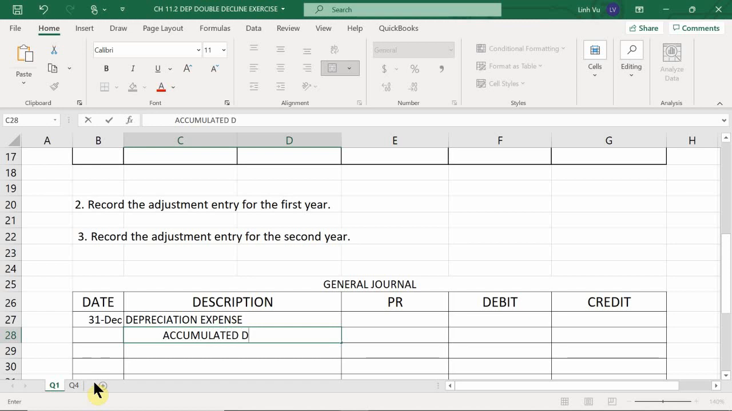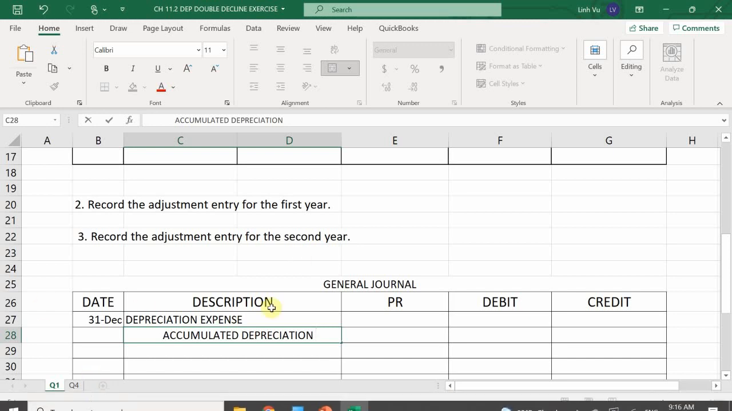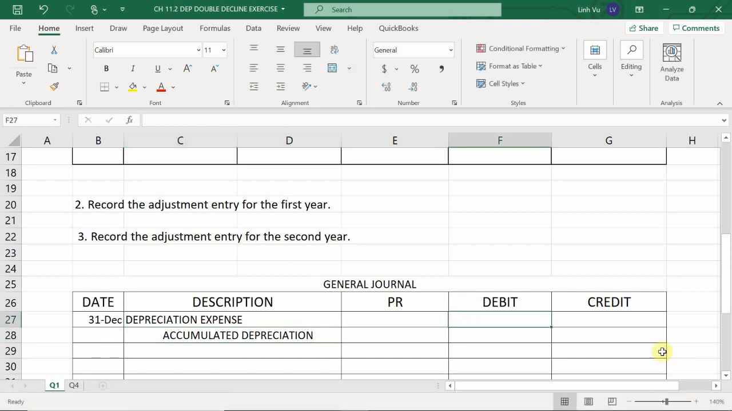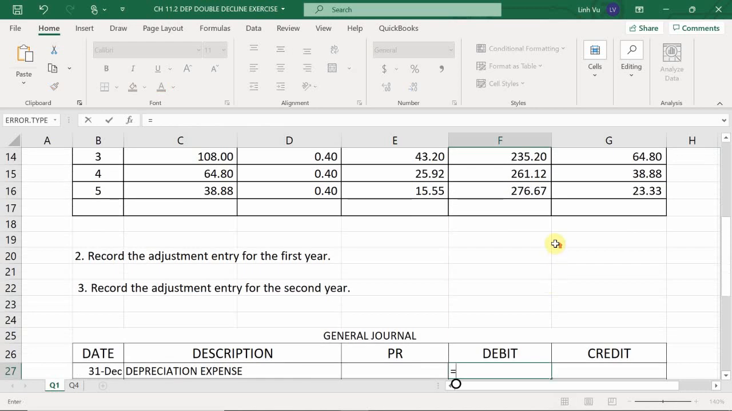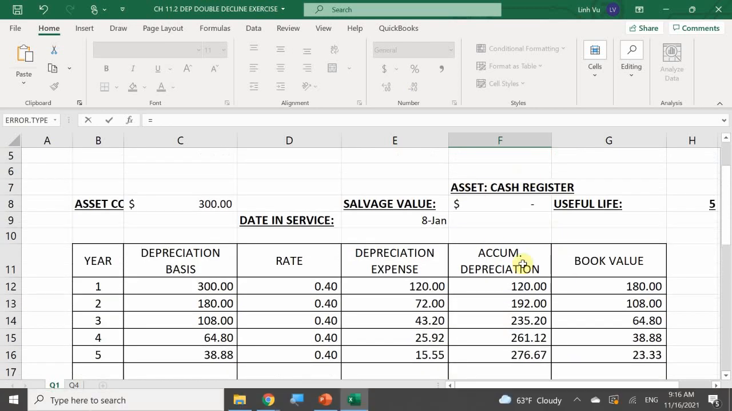Accumulated depreciation. Think of it as appreciate, but this time you're not appreciating, so that's depreciation. So, there you go. And this time, what was my depreciation expense for year 1? $120.